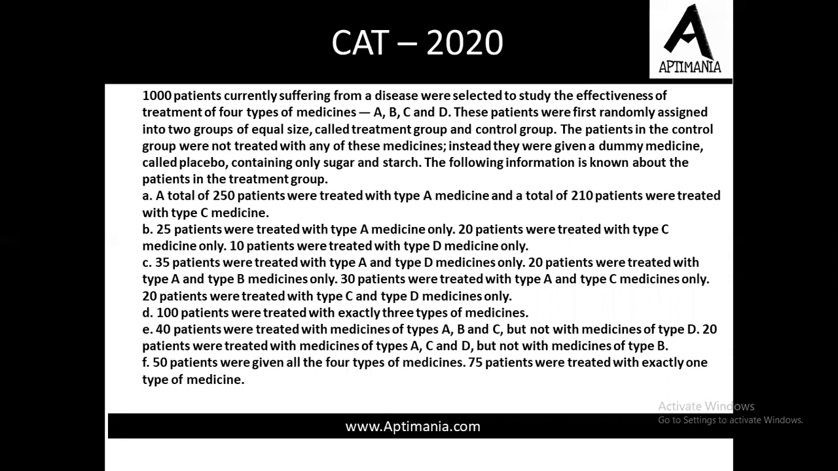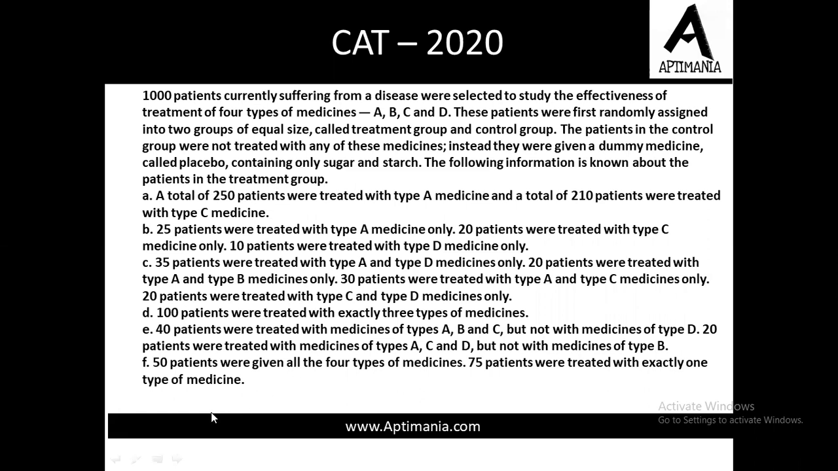100 were treated with exactly three types of medicines. 40 patients were treated with medicines of type A, B, and C, but not with medicine of type D. 20 with A, C, and D, but not with B. Now, 50 were given all the four types of medicine. 75 were treated with exactly one type of medicine. So, all this information is given to us.